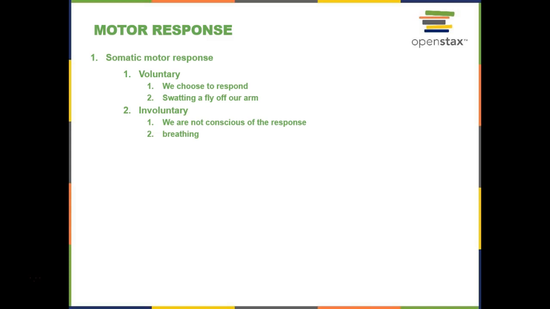There are typically two major responses that our somatic motor division can have. The voluntary response is a response where we consciously are aware of something and we choose to respond to whatever is going on. Involuntary is something that we wouldn't be conscious of, and so we really don't have the ability to choose. We just do it. Examples that I put on there: swatting a fly off our arm or scratching an itch.